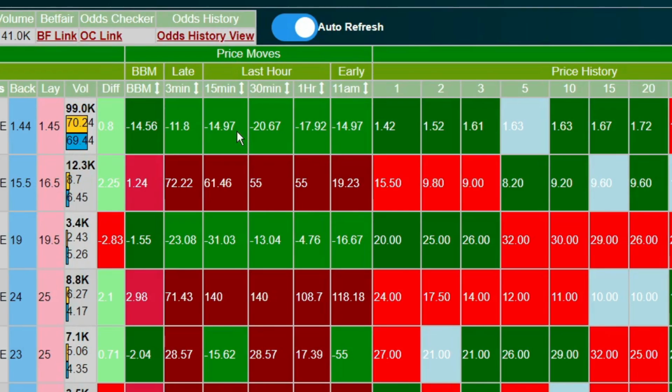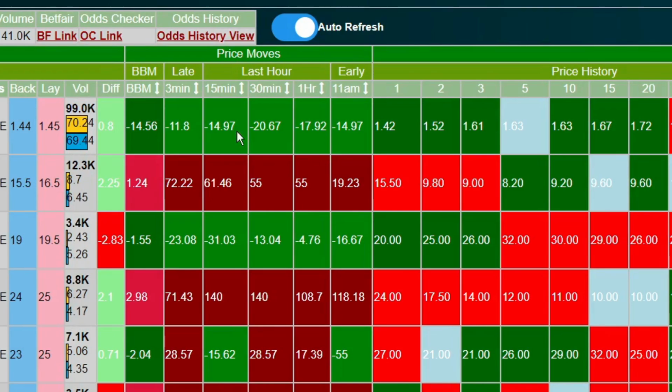And the same applies to the third favourite below. If we look at its 15-minute price, it was 29.0 in the price history columns. And if we move along to the price moves, looking at the current price of 19 now, we can see that after 15 minutes there has been a 31.03% drop in its odds from 29 to 19. So I hope that makes sense.